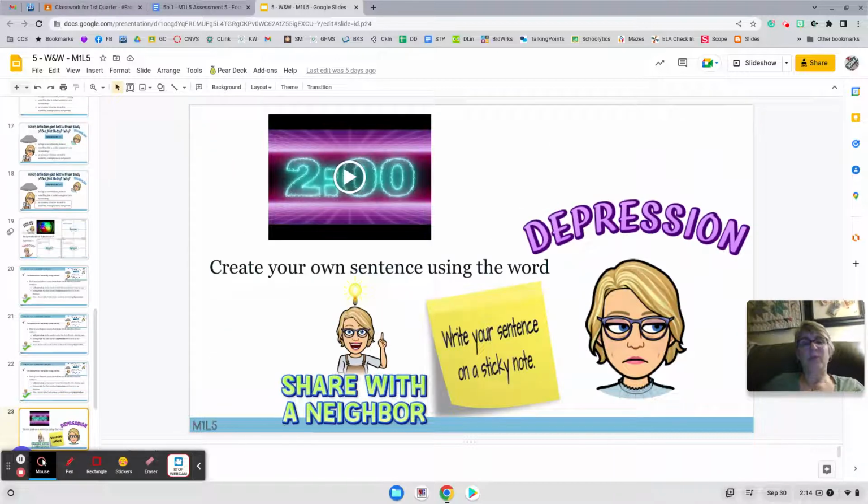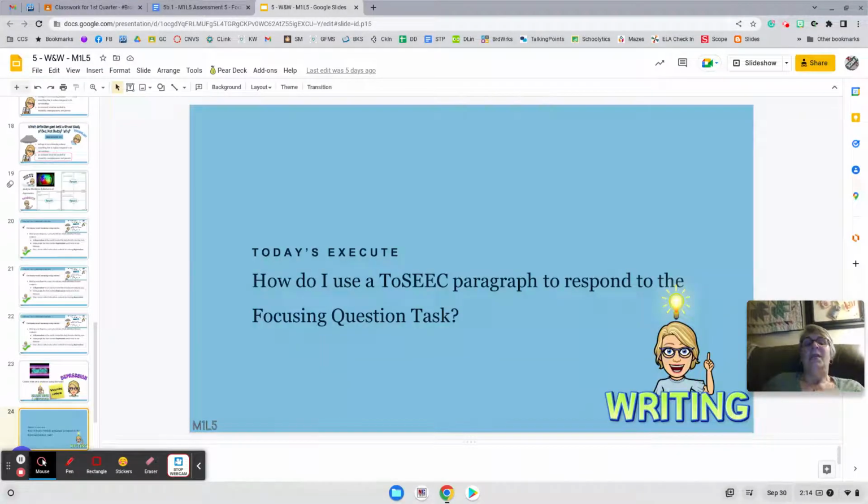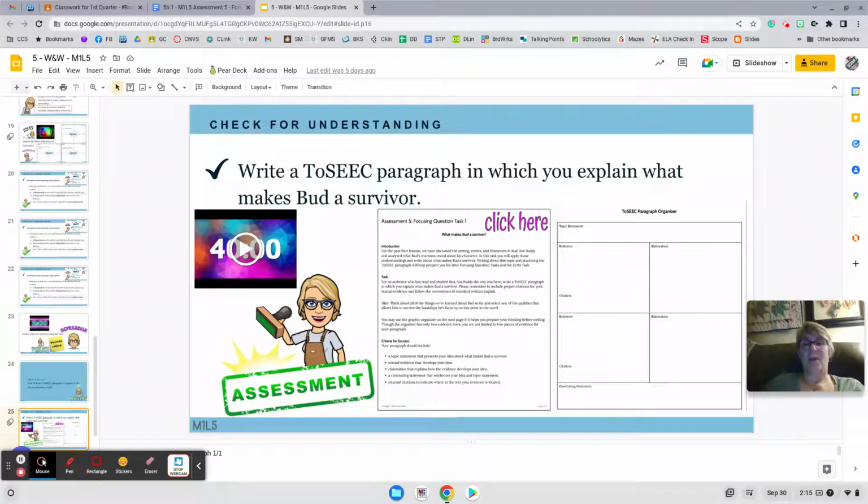So we would have looked over depression. You could write your own sentence about depression using any of the definitions. But for our book, the most appropriate one is about the economic downturn that happened in the 1930s, in 1929 and through the 30s. This is the big part of your assignment for today. How do I use a TO SEEK paragraph? You know how you were showing me that you understood them with a topic sentence, evidence, elaboration, and a conclusion? You're going to be writing a paragraph using the TO SEEK method.